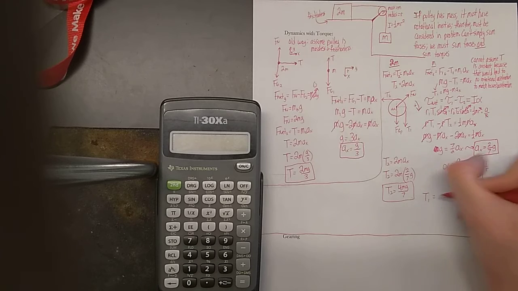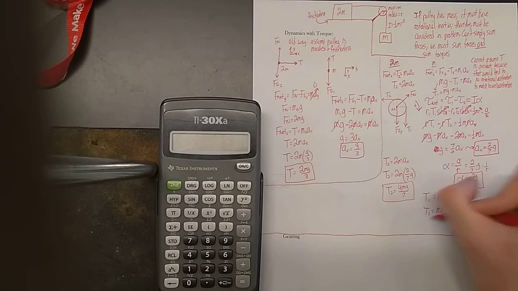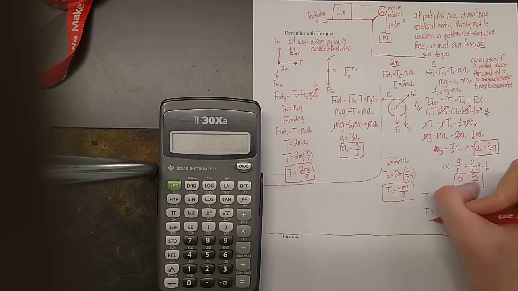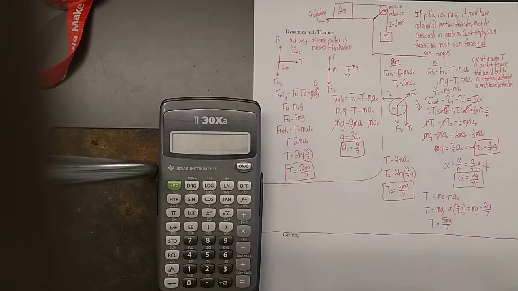T1 was given by mg minus max. So this is mg minus max, where a was 2/7 g. mg minus 2mg over 7. If I want to get common denominators, that would be 7mg over 7 minus 2mg over 7. I end up with T1 equals 5mg over 7.